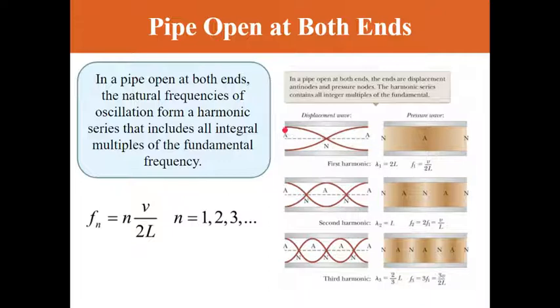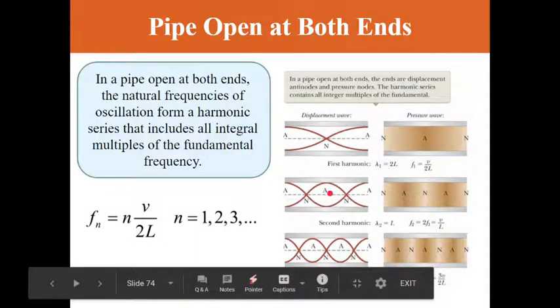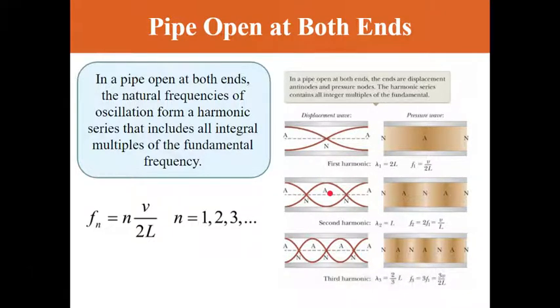And again, in the first harmonic, only half a wavelength fits the entire pipe, and for the second harmonic, an entire wavelength fits, and then for the third harmonic, a wavelength and a half. And then as the wavelength decreases for each harmonic, the frequency increases by a factor of n.